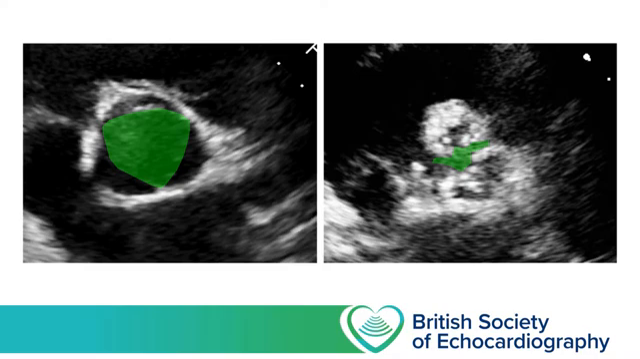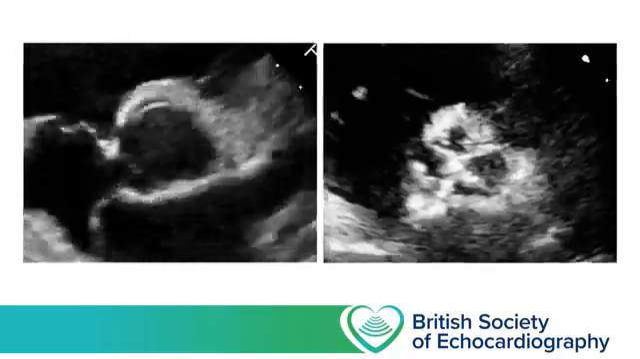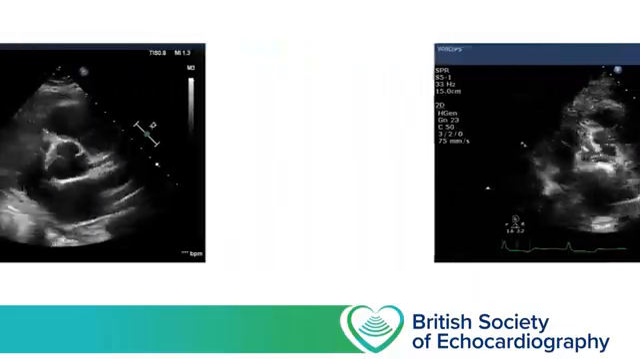These images were taken as part of a more comprehensive study in which spectral Doppler was used to estimate the aortic valve area, which came out at 0.9 cm squared, which is consistent with severe aortic stenosis.